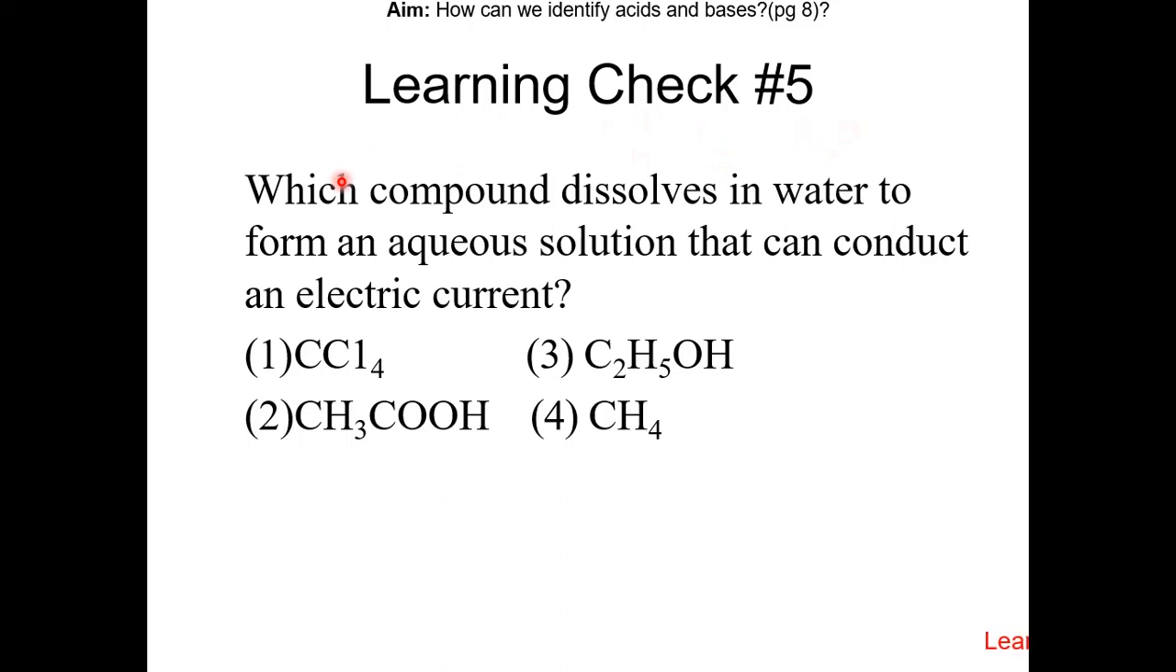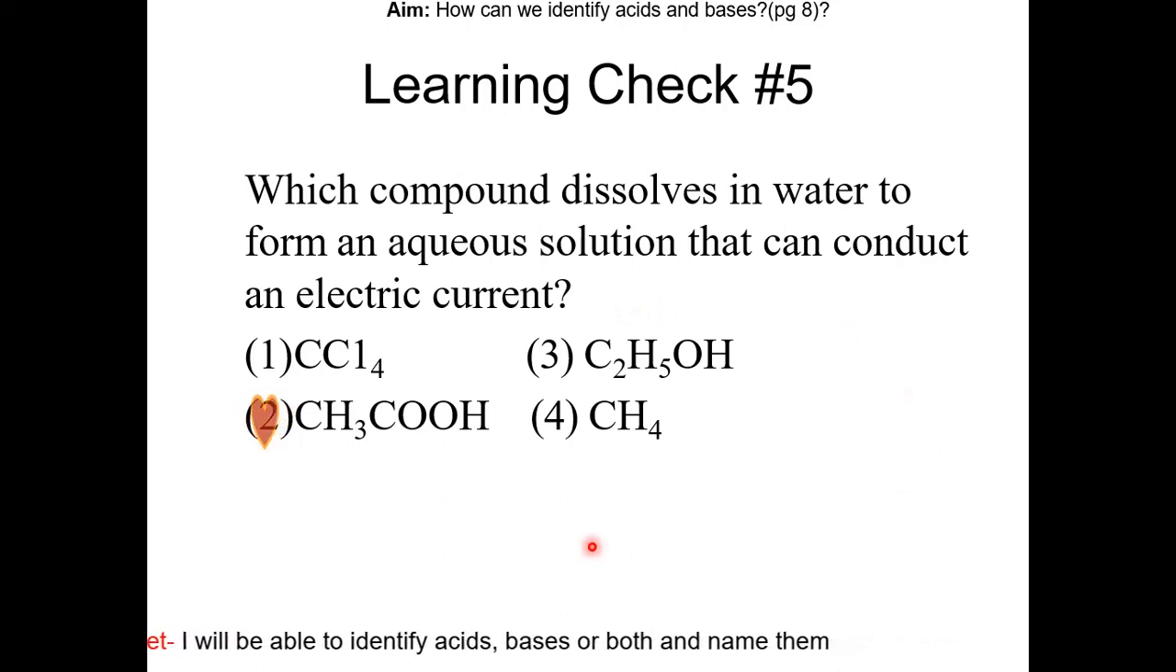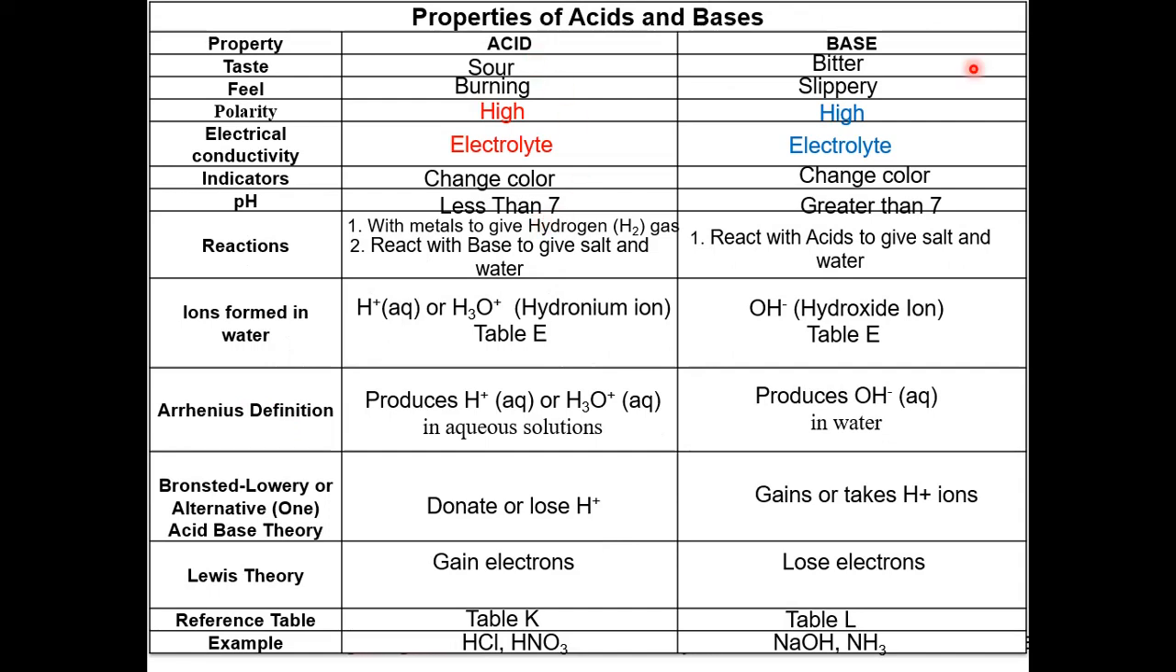Learning check number 5. Which compound dissolves in water to form an aqueous solution that can conduct an electrical current? Pause the video and resume once completed. The question is asking about an electrolyte. The answer is choice 2 because it is an acid, according to Table K. So in summary, acids and bases have high polarity and they are electrolytes.